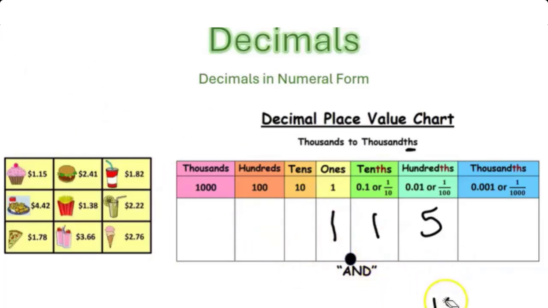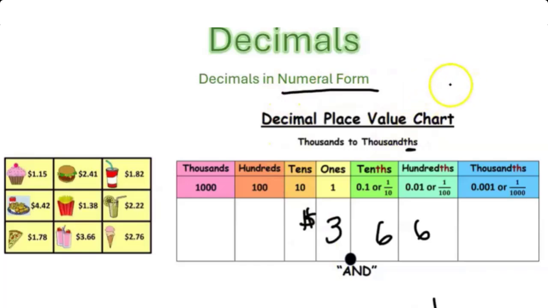So let's look at another amount really quick here. What if we want to do, it looks like the milkshakes, $3.66. Notice it's like money. Again, the 66 is part of a dollar. And we call this $3.66. So this is decimals in numeral form.